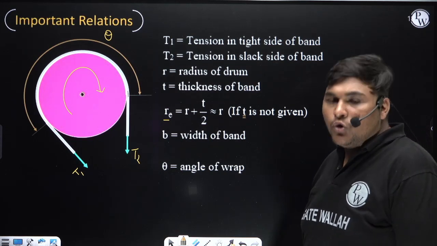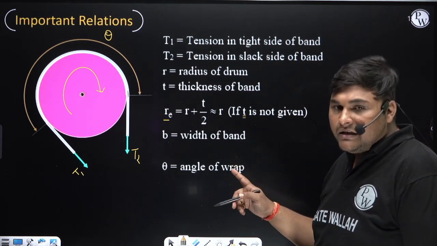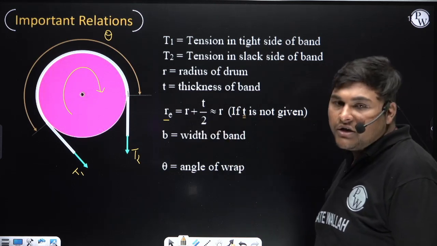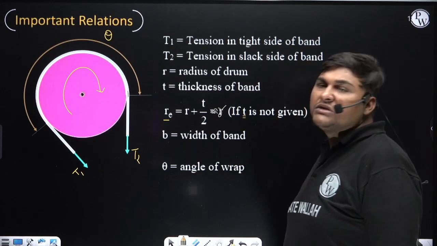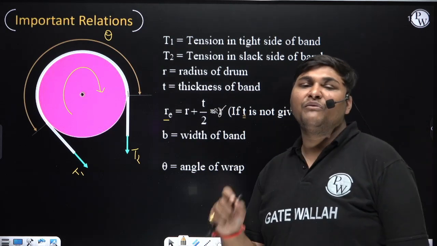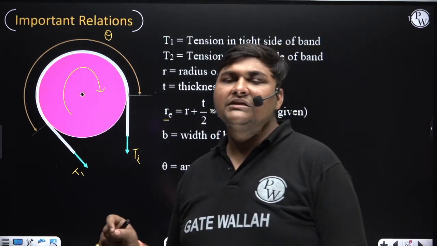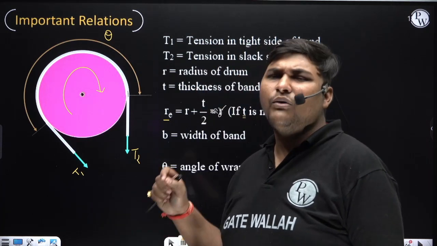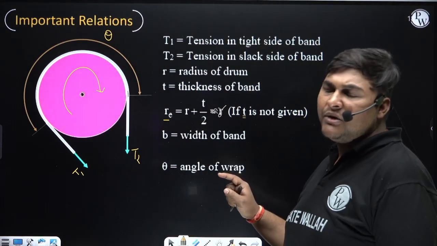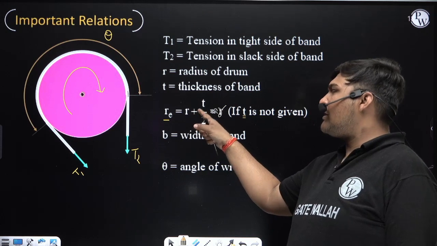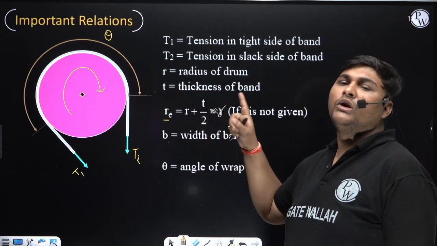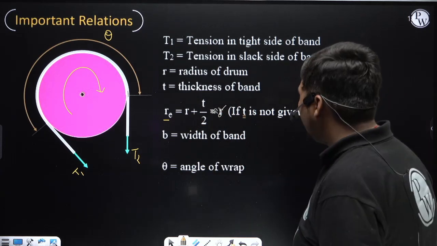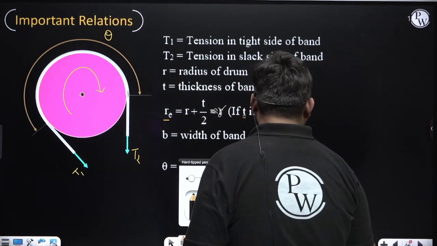But if in the question RE is required but the thickness of the band is not given, then we can take RE equal to R, because compared to R, the thickness of the band will be very, very less. Then R plus T by 2 will be nearly equal to R. If the thickness of the band is given, you can calculate RE using R plus T by 2. But if the thickness is not given, we will consider RE equal to R. Now small b is the band width.